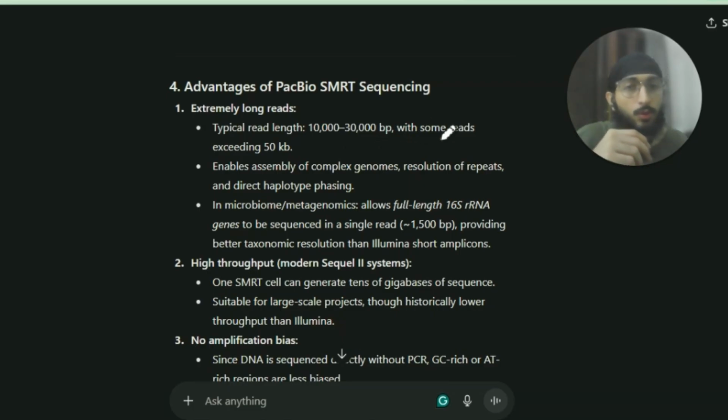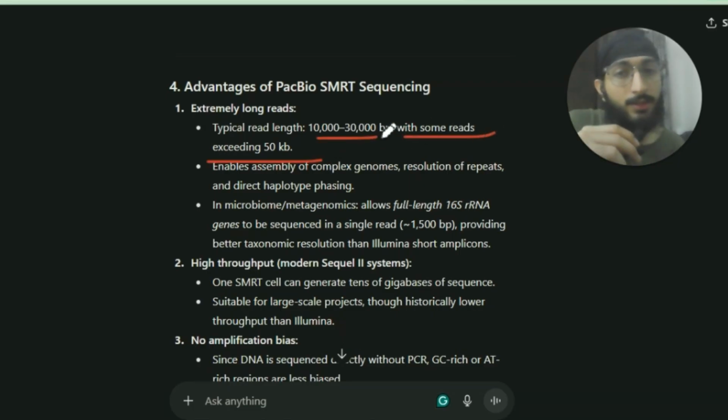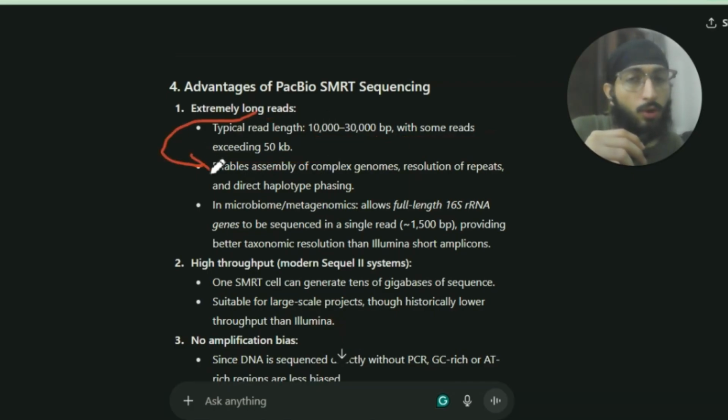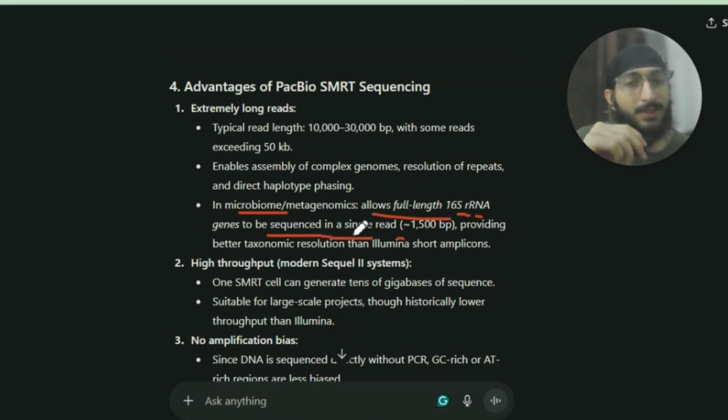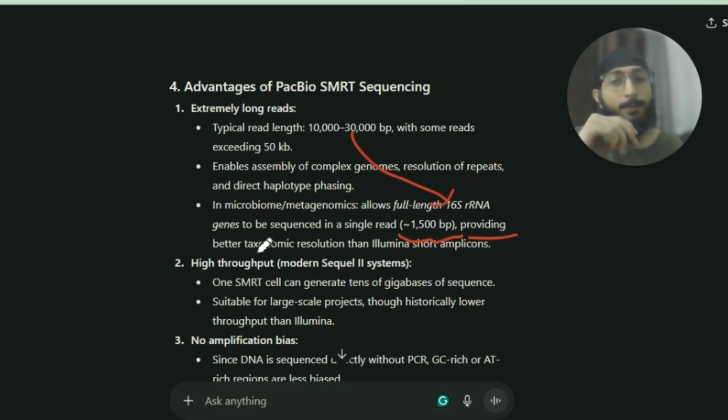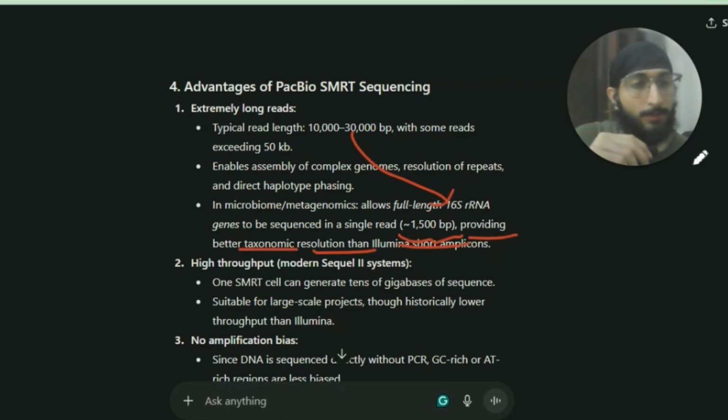With some reads exceeding 50 kilobases as well. So that is an extremely long read. What an extremely long read does is enable assembly of complex genomes, resolution of the repeats, and direct haplotype phasing. In microbiome or metagenomics, it allows full-length 16S rRNA genes to be sequenced in a single read. The full-length 16S rRNA gene is around 1,500 base pairs, so it can easily accommodate that, providing better taxonomic resolution than Illumina short amplicons.